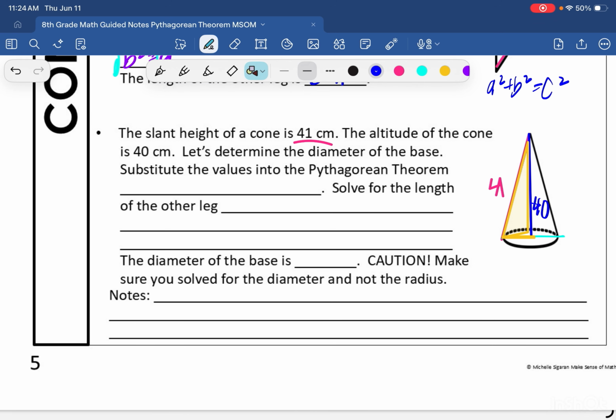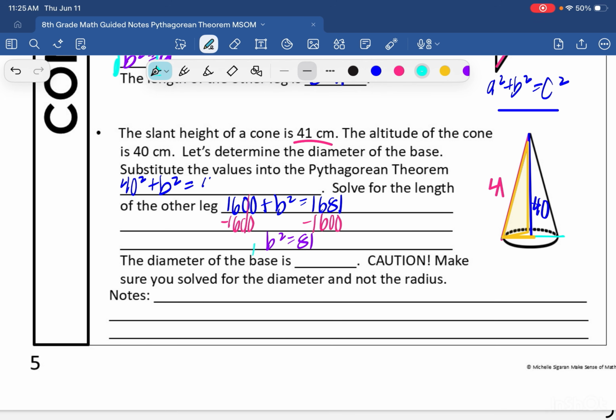So substitute the values into the Pythagorean theorem. So a squared plus b squared equals c squared. My leg is 40, so 40 squared plus b squared equals 41 squared. 40 squared is 1600 plus b squared. 41 squared is 1681. I'm going to subtract 1600 from each side to isolate the variable, and I get b squared equals 81.